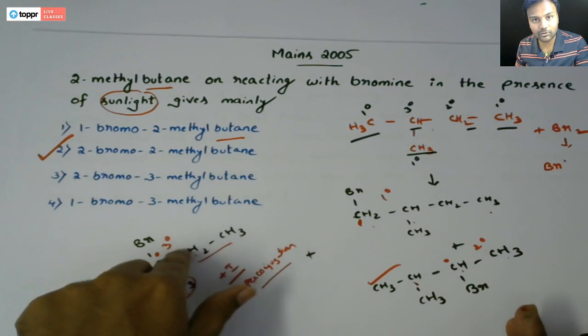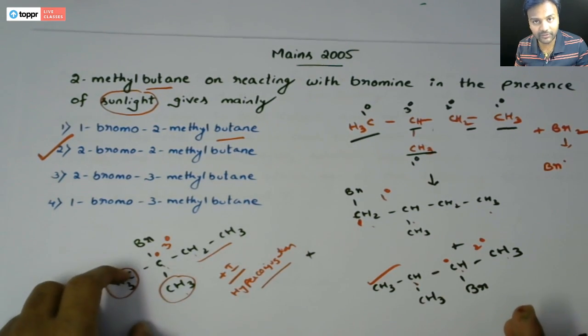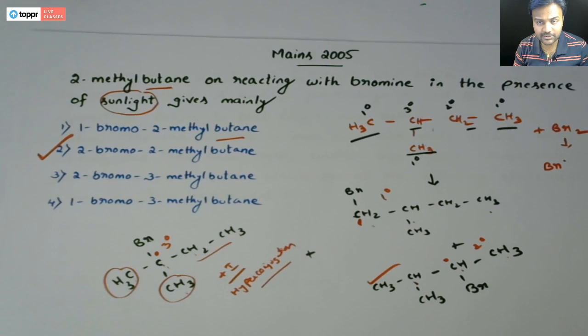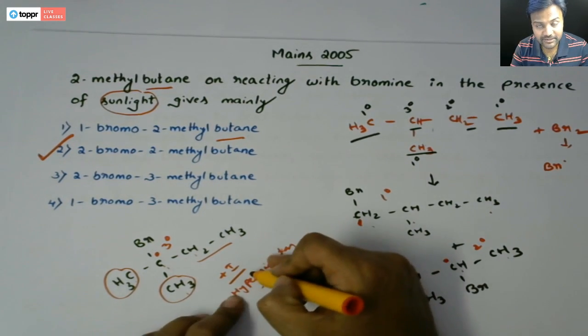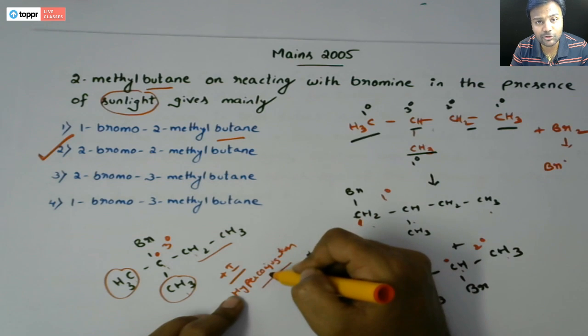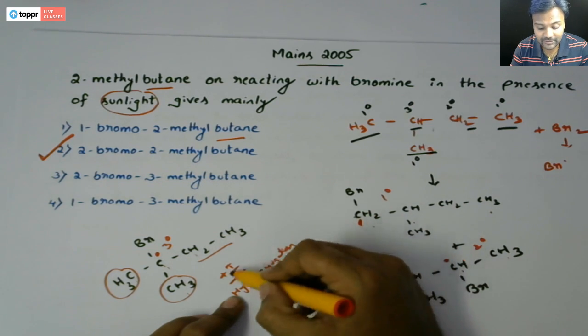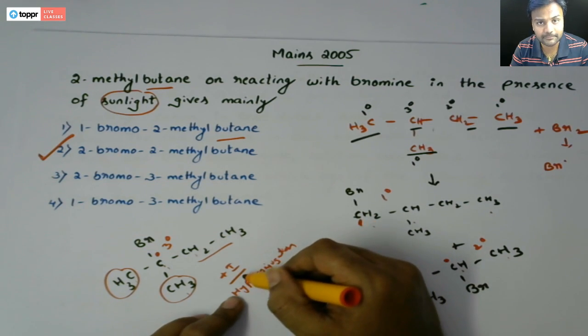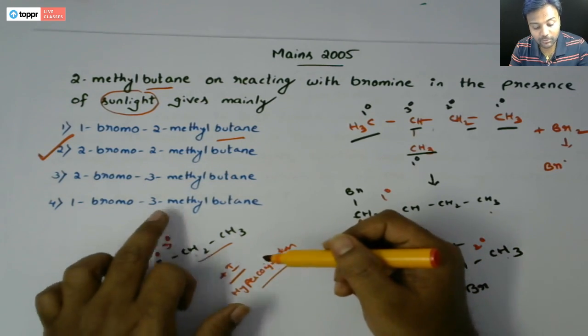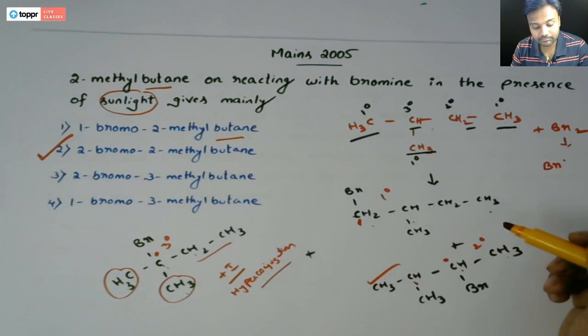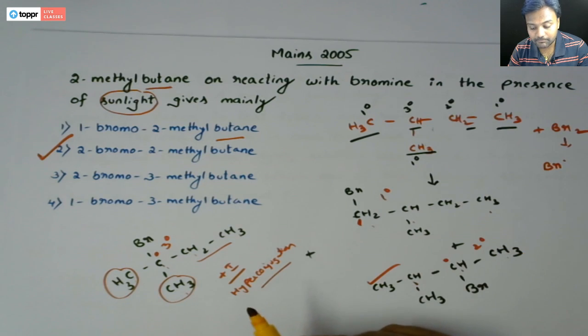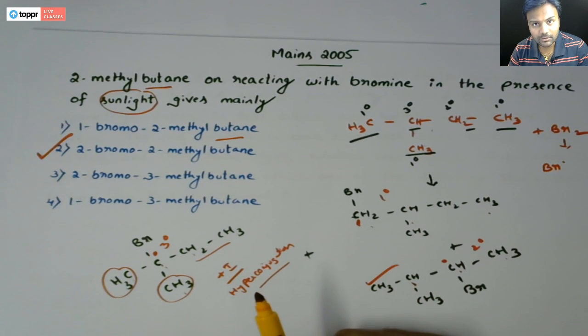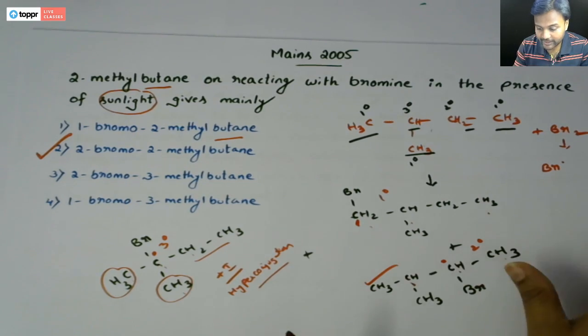But what is the concept overall? You need to find out the stability of the free radical. Which free radical? Tertiary free radical, stabilized either by the plus I effect, that is inductive effect, or by hyperconjugation. We have discussed these 2 concepts in detail earlier. 1-bromo-3-methylbutane, yes, this can be possible, right? So I hope it's clear to you. Okay, moving on to the next question.